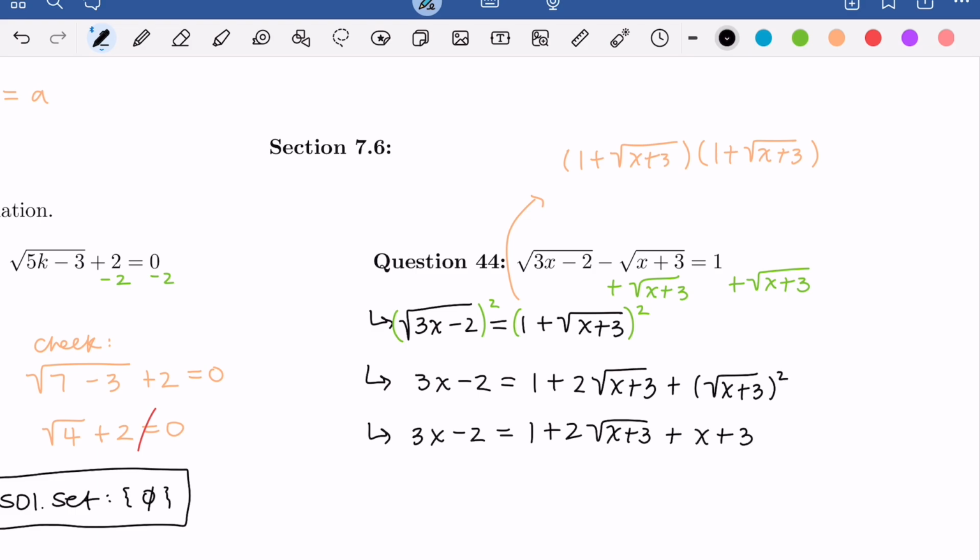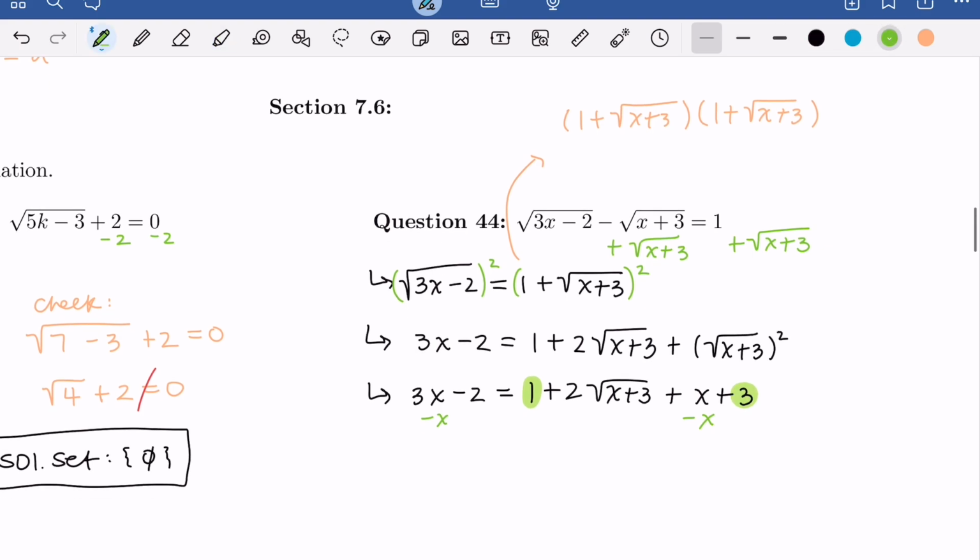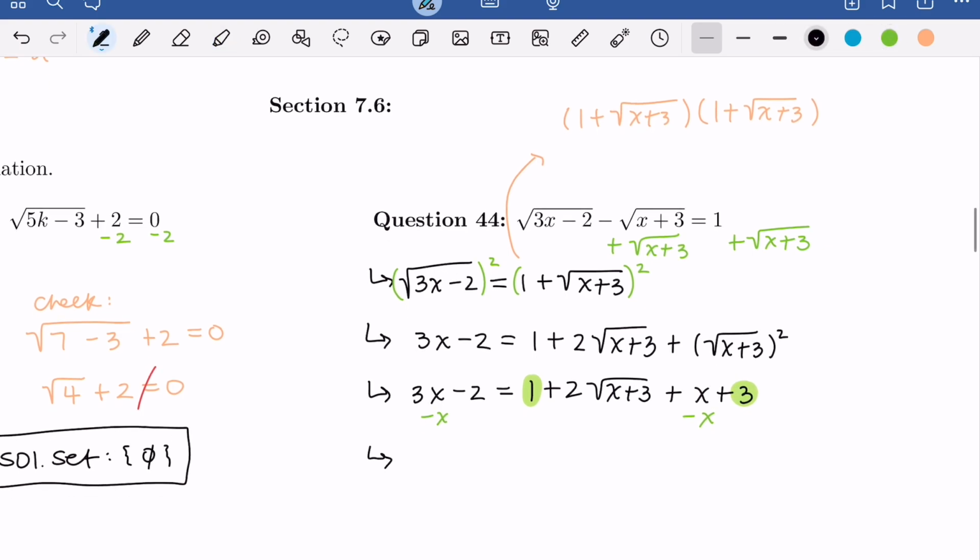Alright, so this is becoming a little bit easier to solve. Let's try moving some things around and combining like terms. What I can do is subtract x on both sides of our equation to combine those, and in the same step, I'm going to combine our 1 and our 3. Doing that, we're going to end up with 2x minus 2 on the left-hand side, and then 4 plus 2 times the square root of x plus 3 on the right-hand side.